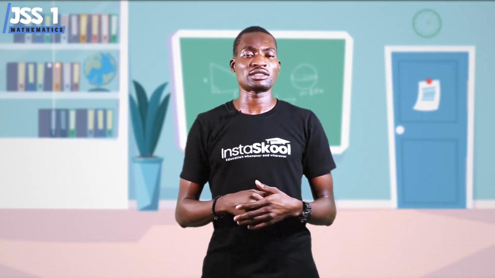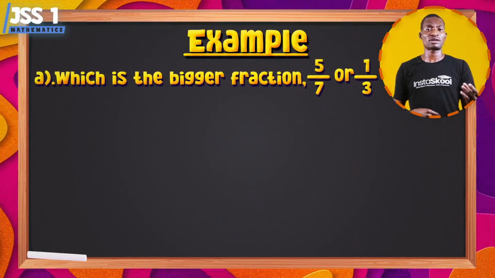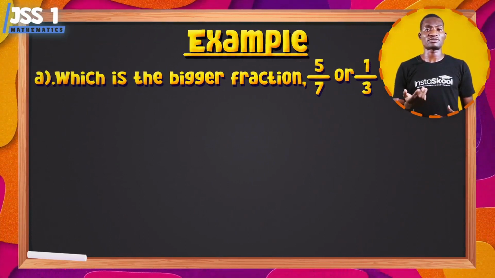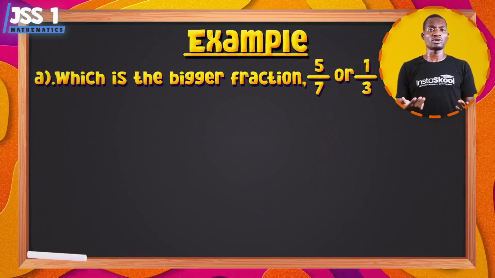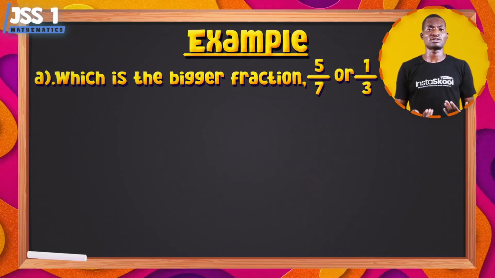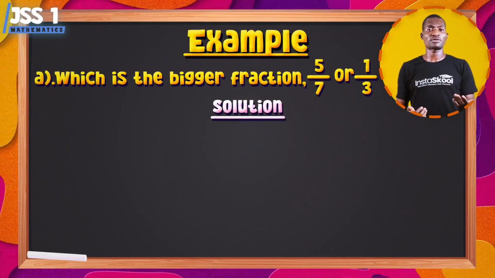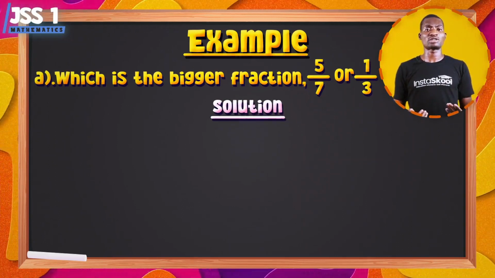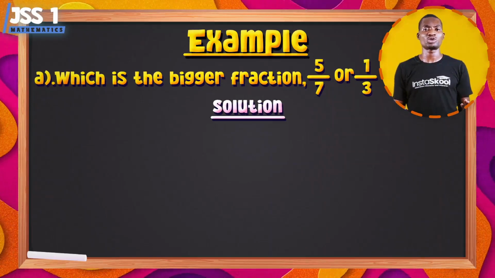Let us now take an example. We're trying to find if the fraction 5 over 7 is greater than the fraction 1 over 3. Now, how do we know if the fraction 5 over 7 is greater than the fraction 1 over 3? In order for us to do that, we need to make sure that the denominator of both fractions become the same. How do we do that?